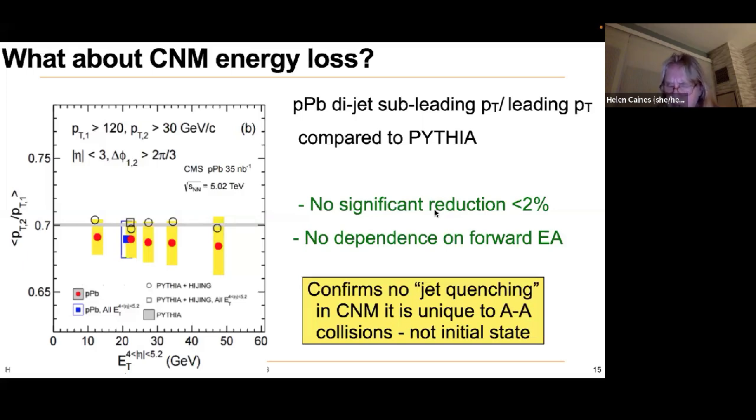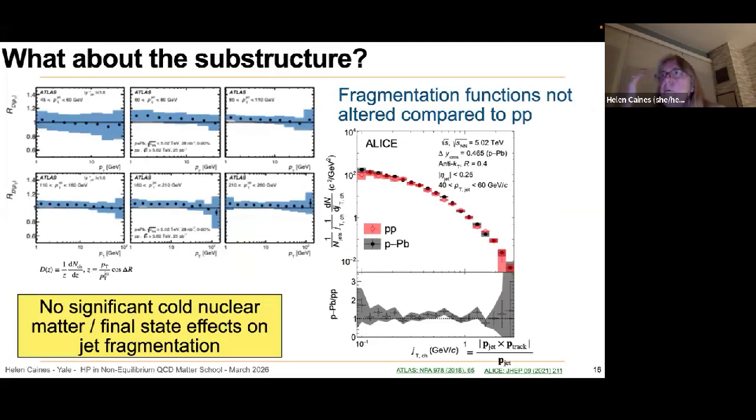It's not due to the nuclear PDF. It's not due to energy loss of the scattering as it tries to break out through the lead nucleus. It's not an initial state effect. Again, one more time, we're showing this is not an initial state effect that we're measuring in AA. But what about the substructure? Maybe it still matters that it's in there and we have some variation of how the fragmentation happens if it starts to fragment while still within the lead nucleus. But here you see again, there are no significant cold nuclear matter effects.